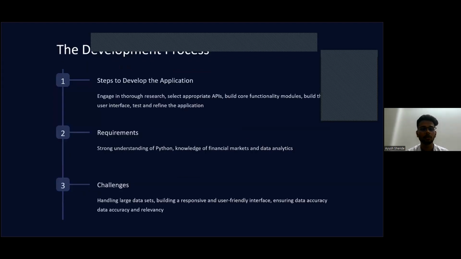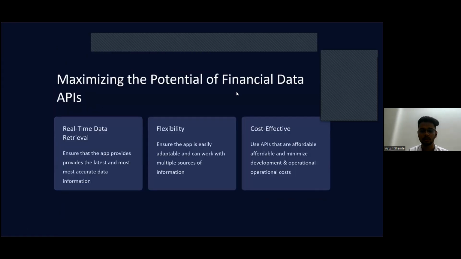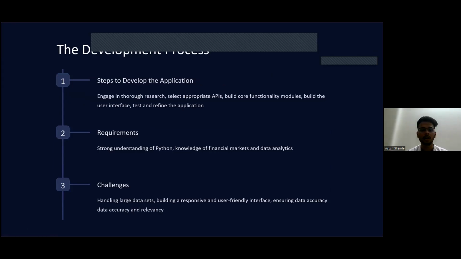So the development process is as follows. Firstly, the steps to develop the application. The first step is to research everything: how the application will work, how the APIs will work. Then secondly, selecting the appropriate API for our stock screening application. Then we will build the core functionalities like modules and user interfaces. And then finally, we will test our application and refine it.